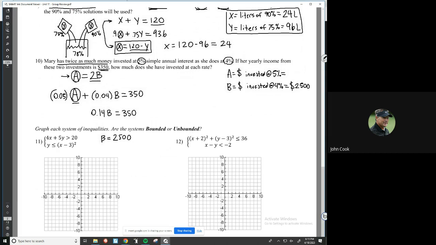And then I go over to my really nice equation, this one. To find A, it's going to be 2 times that amount that I have in B, so 2,500. And 2 times 2,500 gives me 5,000. So $5,000 in the other one. And then you can go back and double check. You can plug your amount for A here and amount B here, and you should get 350.